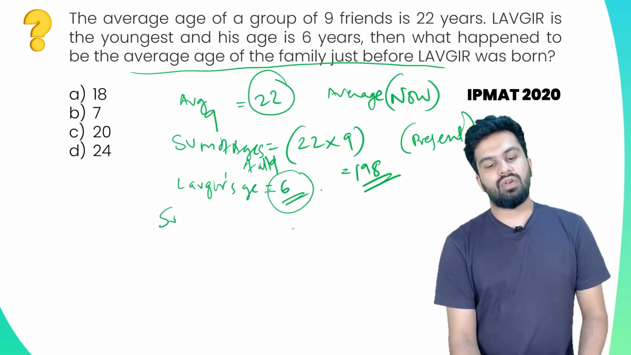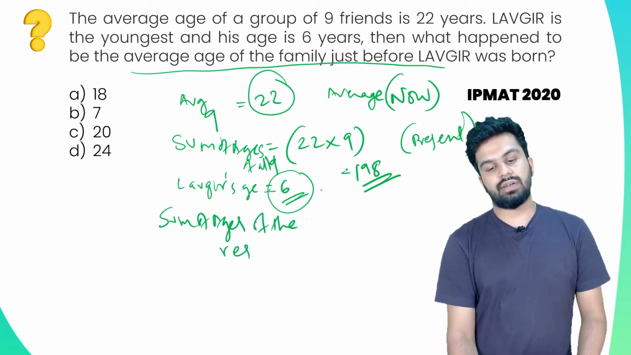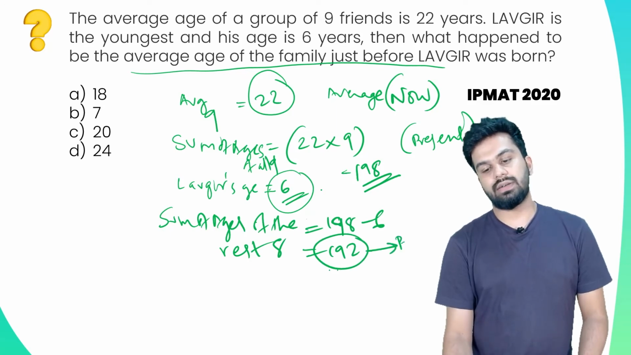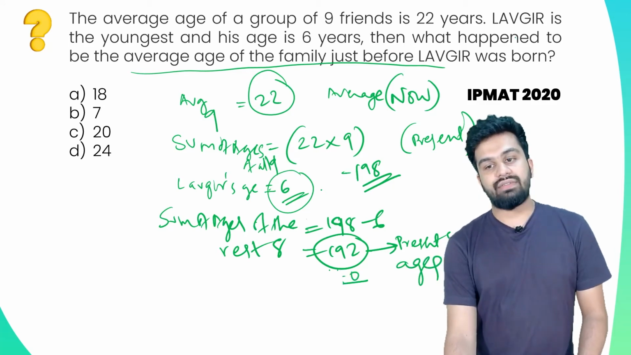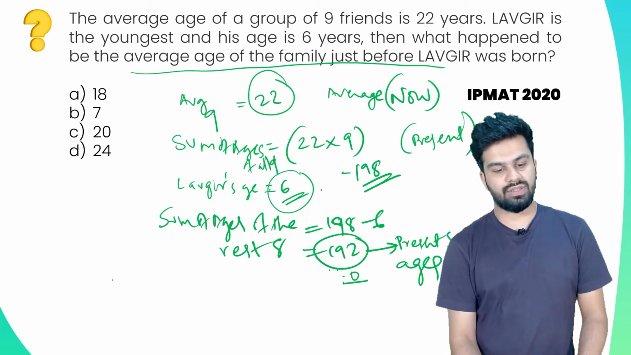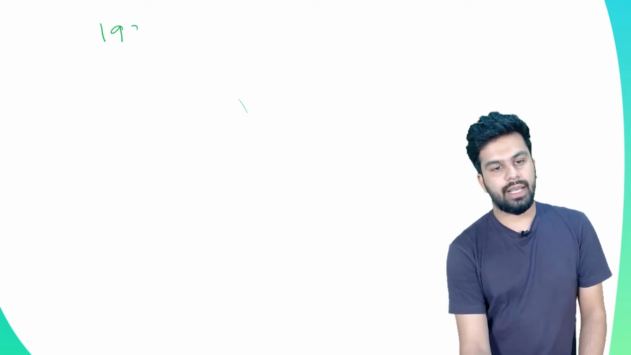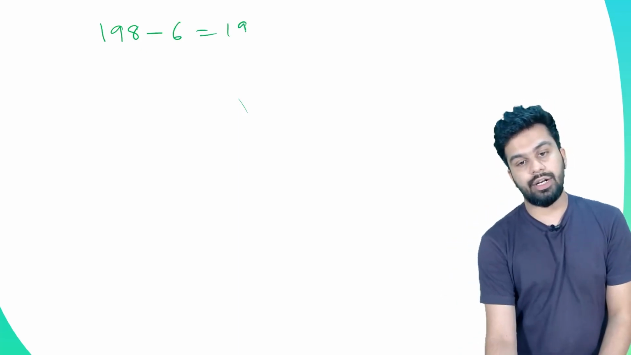അപ്പം സം ഓഫ് ഏജസ് ഓഫ് ദ റെസ്റ്റ് 8 ഈസ് ഈക്വൽ ടു 198 minus 6, which is equal to എത്രയാണ്? 192. And this is the present sum of ages. Now we are asked to find what? We are asked to find the average of the ages 6 years back, before Lavgir was born. Before Lavgir was born 6 years back, we'll have to reduce 6 years from the age of each, right? So 198 is equal to 22 into 9, 198 minus 6 is equal to 192 years.